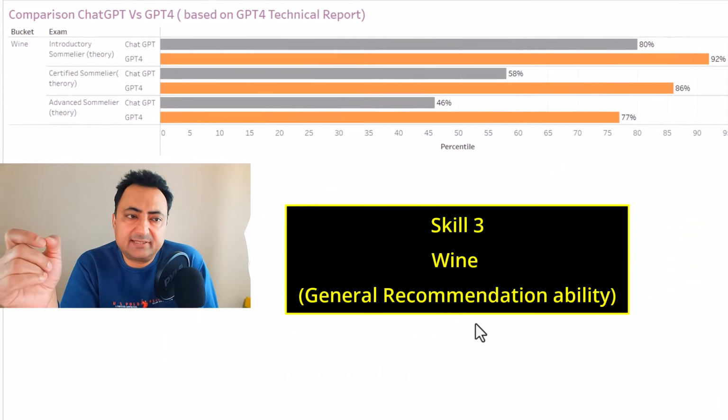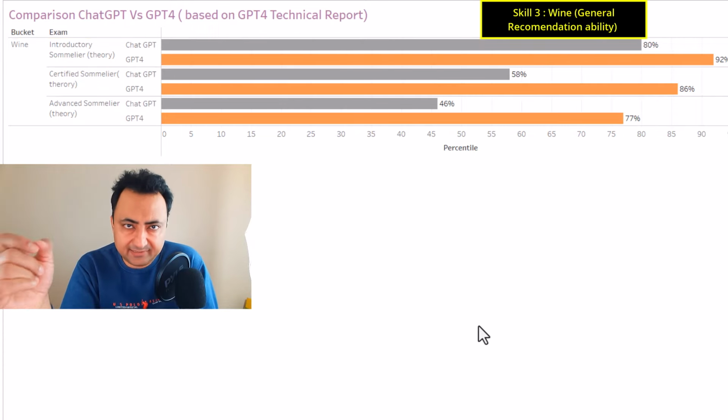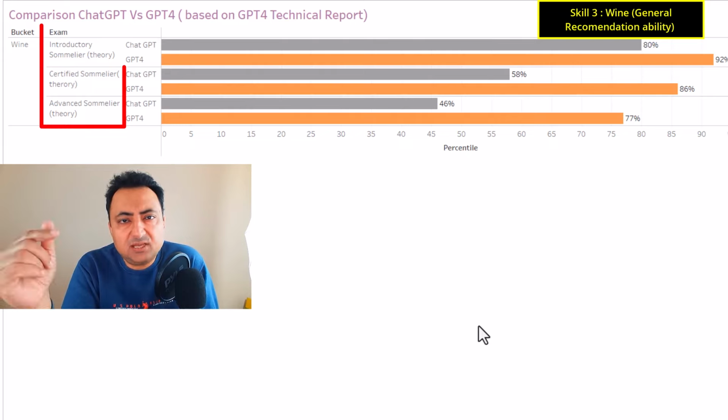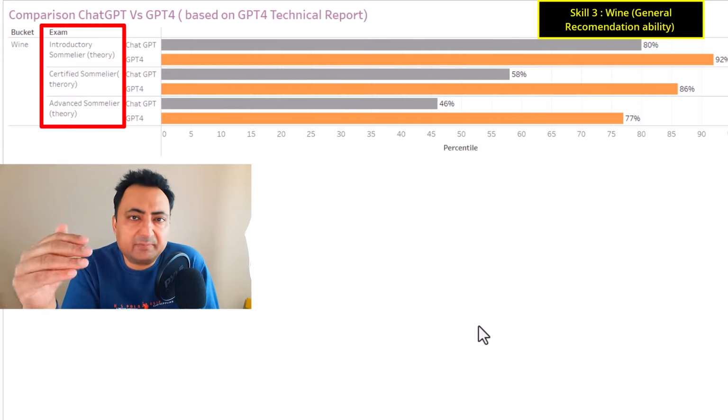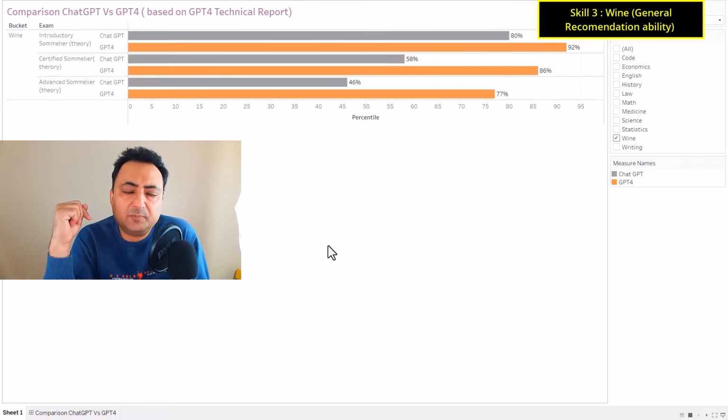The next skill set is that of wine. The way I want to look at it is the ability of these models to make recommendations. The exams, introductory, certified, and advanced sommelier, are primarily tests of recommendation abilities. So if you're given certain characteristics of wine A, can you find wine B that matches with that? The takeaway over here would be that for our use cases, even ChatGPT as a recommendation engine is not that far off.